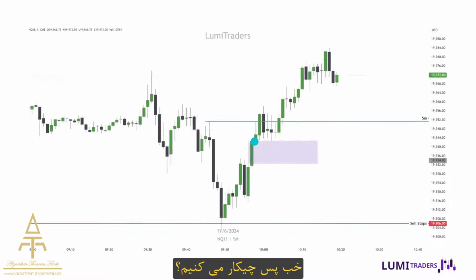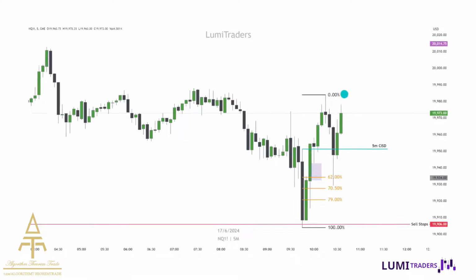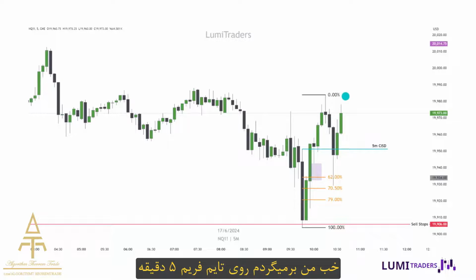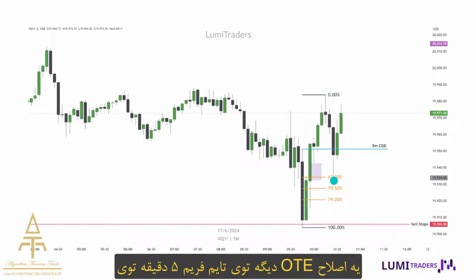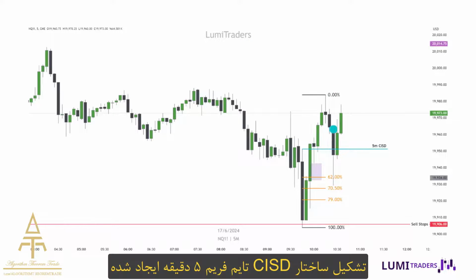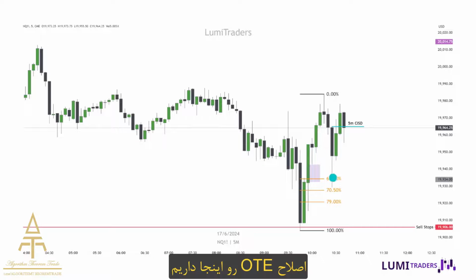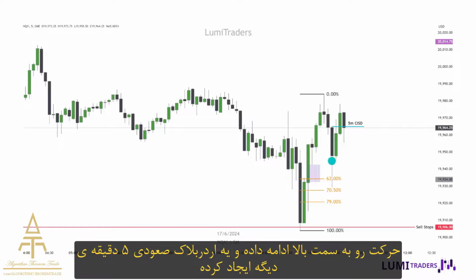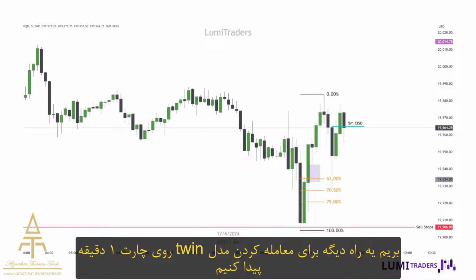Well, what we want to do next? We want to wait for OT retracement on a 5-minute chart. Well, I'm going back on a 5-minute chart. And here we go. We got another 5-minute OT retracement and formation of 5-minute change in the state of delivery right here, right? Perfect. OT retracement right here. Continuation higher, formation of another bullish 5-minute order block. Perfect. Let's try to find another option for twins on 1-minute chart.